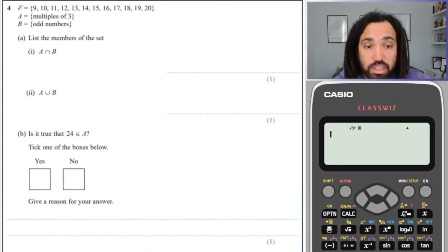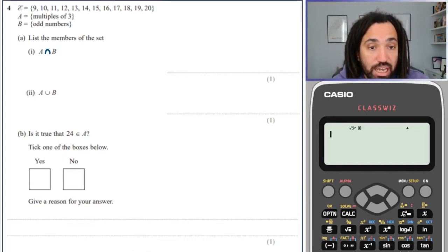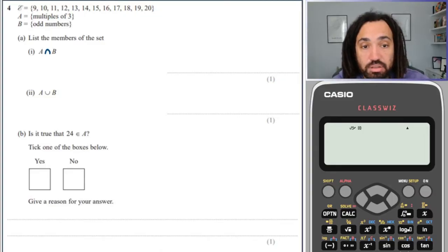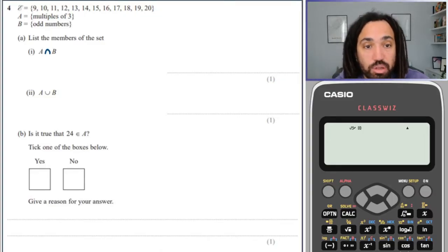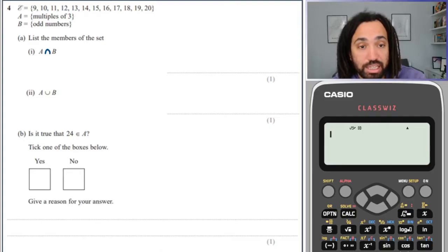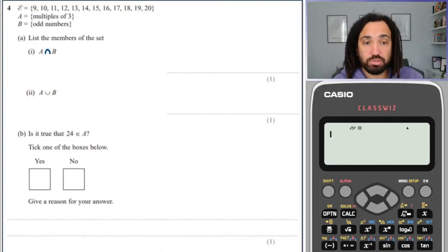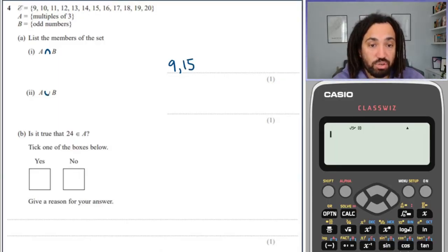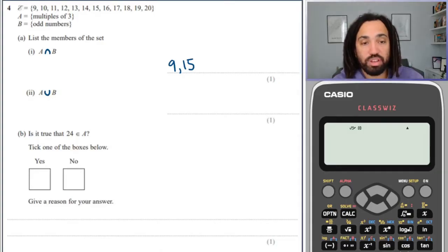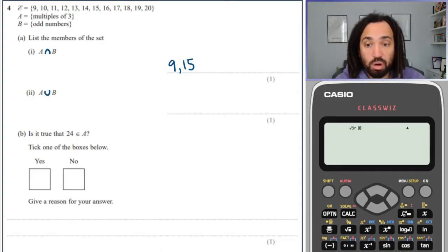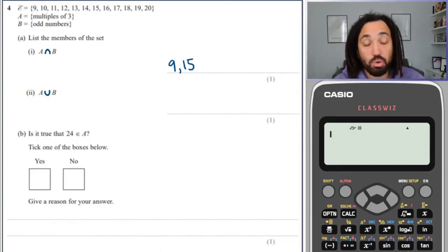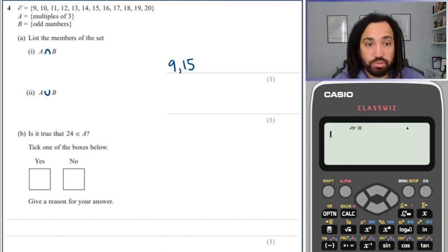Next question, now we're looking at the intersection between A and B. So those are all the ones which are in A and are also in B, but obviously must be in the universal set as well. So we have multiples of 3 that are odd. So it's 9, it's 15. And that's it. Now A union B are all of the elements that are in A or are in B, or both. So let's go through them one at a time.